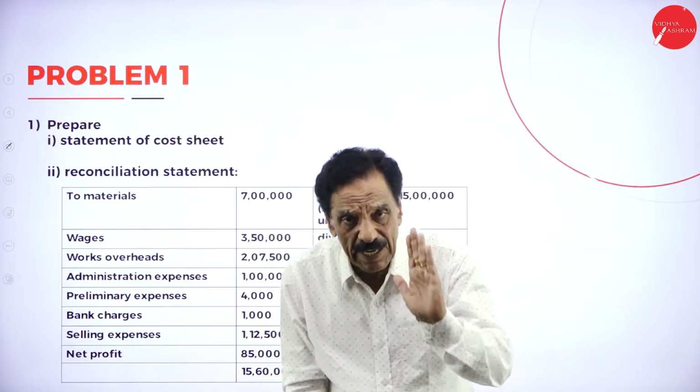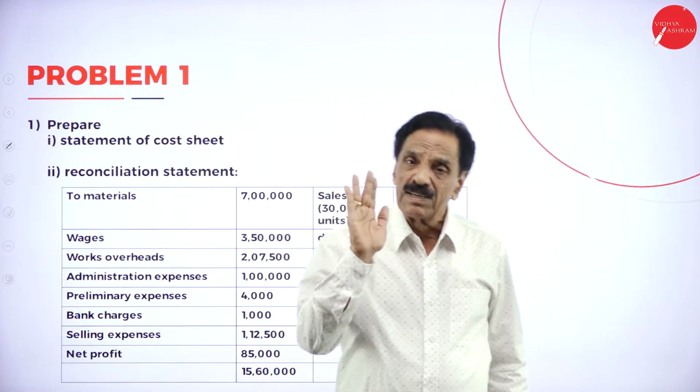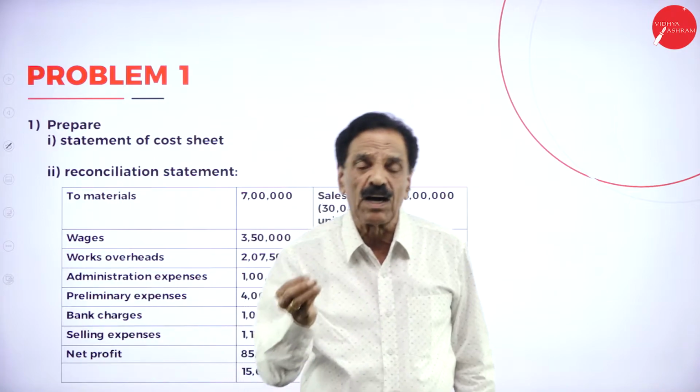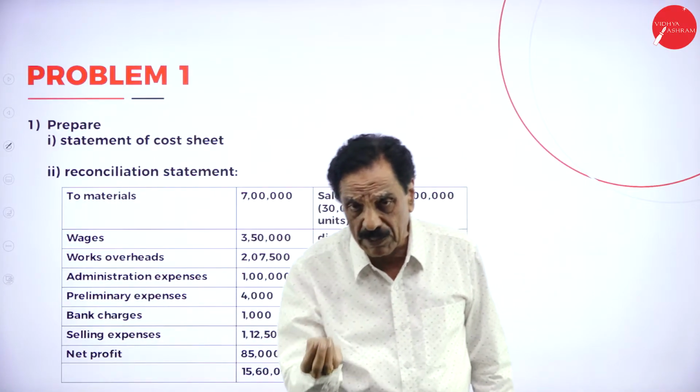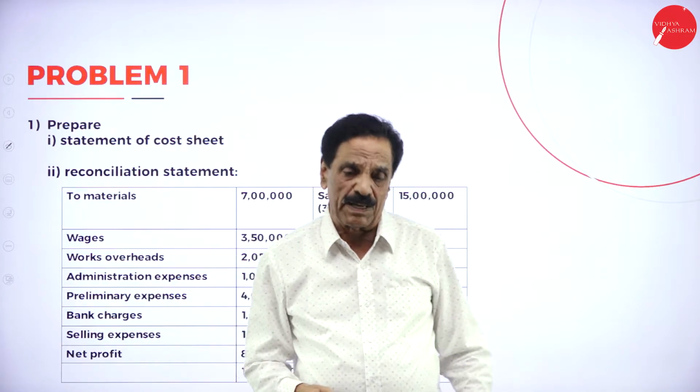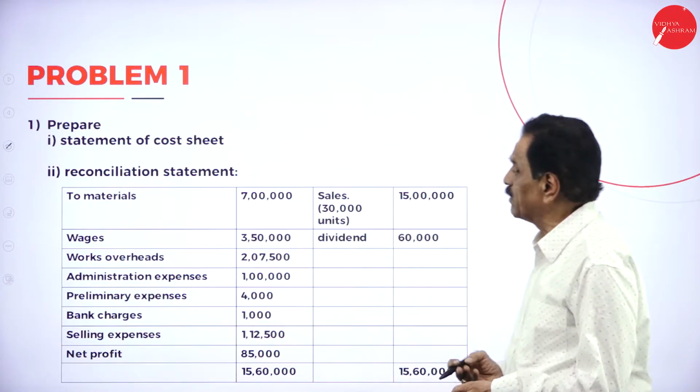Direct material, direct labor, direct expense is the prime cost. Add factory expense, the factory cost. Add office and administration expense, the cost of production. Add selling expense, the total cost. If you add the profit, that is the selling price. We'll move on here with the cost sheet.